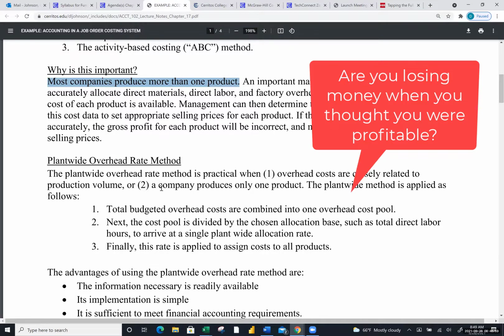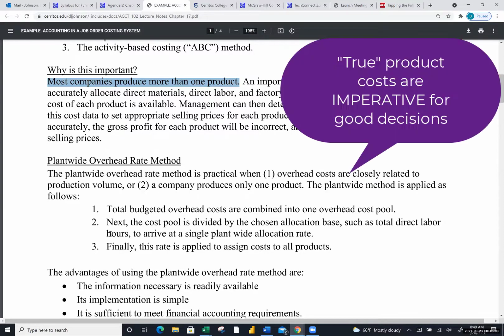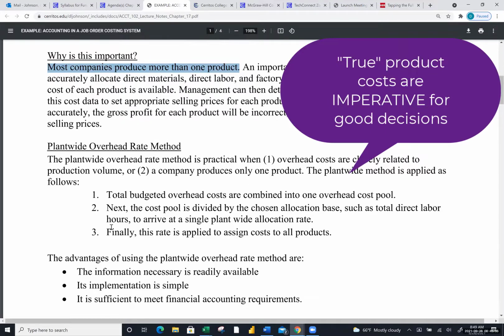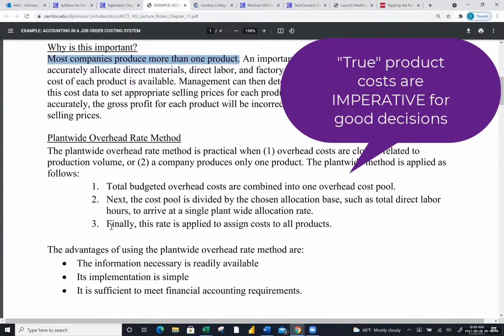So if you don't know what the true product cost is, we don't have the ability to make good internal decisions. So that's why this chapter has been placed in the book.